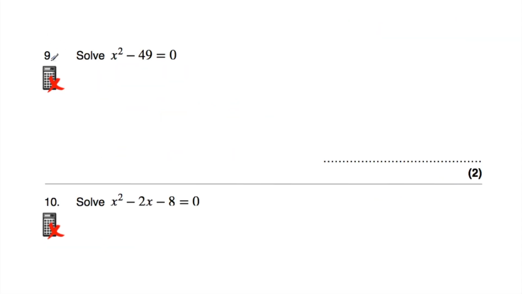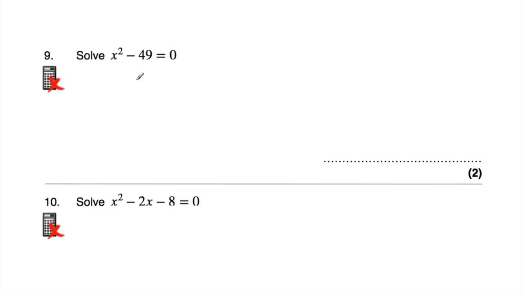Okay, let's look at our next question, question number 9. We've been asked to solve x squared minus 49 equals 0. This one's a little bit different than the ones we've looked at so far, because this time it doesn't have an x term. We've got an x squared term, we've got the constant on the end, but we don't have that plus 5x or plus 1x or whatever in the middle. We've just got that minus 49, and then it equals 0.